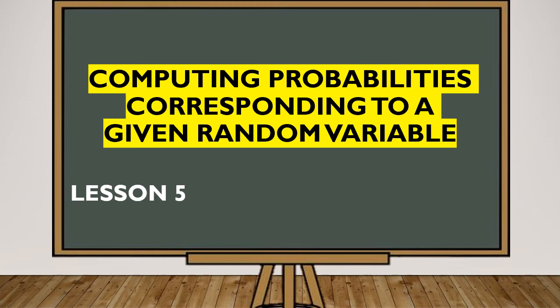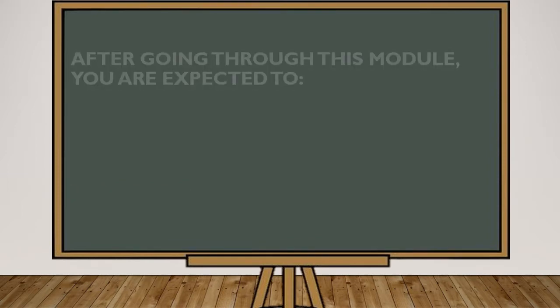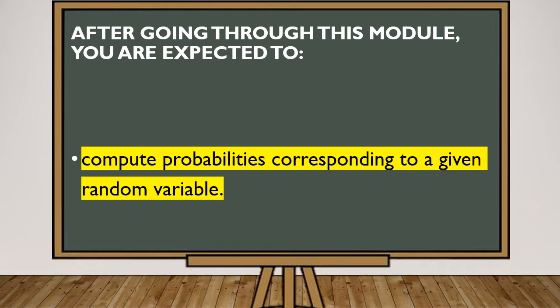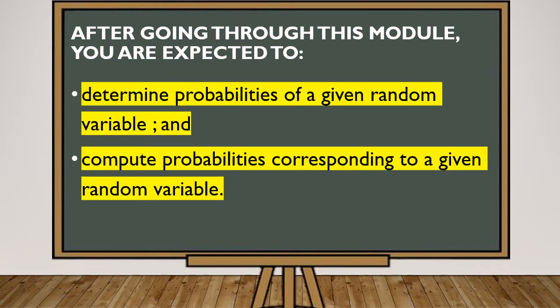Welcome to our fifth lesson under statistics and probability, and it's all about computing probabilities corresponding to a given random variable. So our lesson objectives: at the end of this lesson, you are expected to determine probabilities of a given random variable and compute probabilities corresponding to a given random variable.